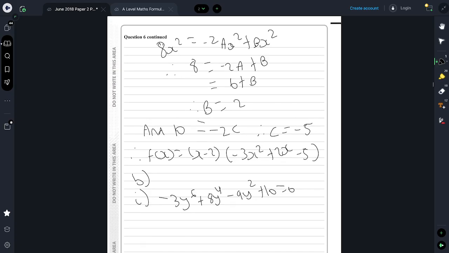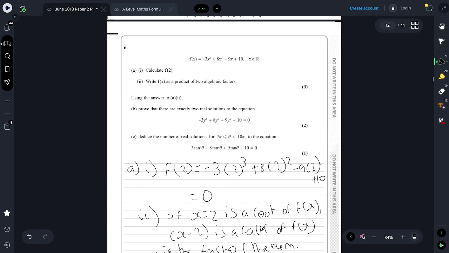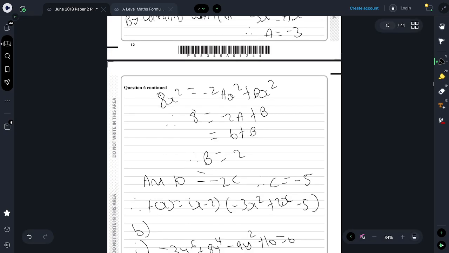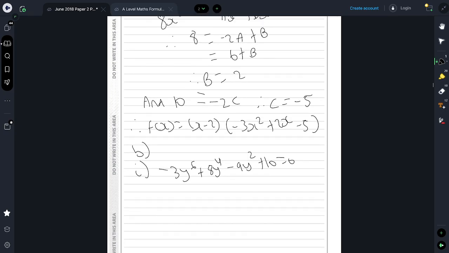Is that all right? So again, I keep scrolling because I can only see one page at a time, and it's a little bit unclear at times. Yeah, that should be the right equation. So it's saying to use it to show that there are two real solutions.